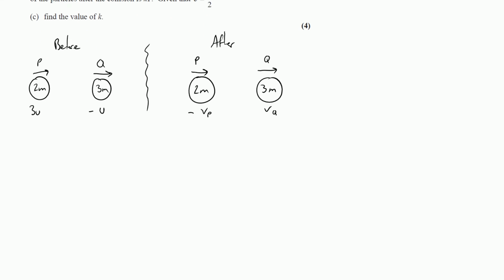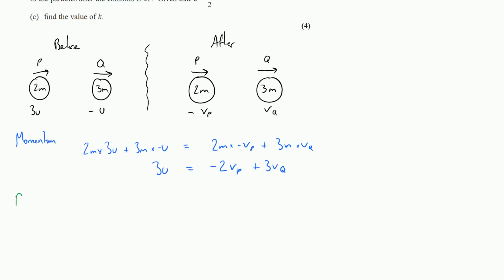Now, in order to do that, there are always two processes that we go through. The first is momentum based, and that's to say that 2m multiplied by 3u plus 3m multiplied by minus u must be equal to 2m multiplied by minus Vp plus 3m multiplied by Vq. Dividing through by m and tidying up the left hand side, I'm going to have 6u take away 3u, which is 3u. Dividing through by m, this gives us minus 2Vp plus 3Vq.